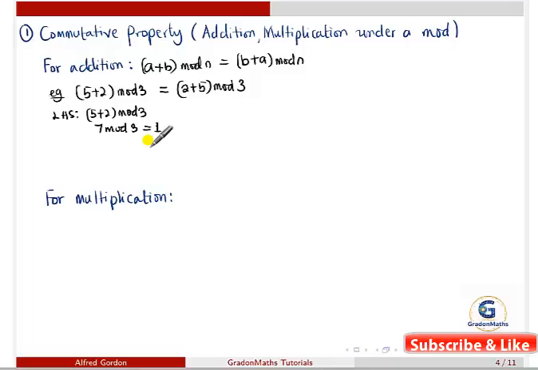Okay, now let's try the right hand side. So for the right hand side, we have (2 + 5) mod 3, and here same, 2 + 5 is 7, 7 mod 3 is equal to 1. So as we can see, the left hand side and the right hand side are the same. So the answer we are getting for the left hand side is equal to the answer we are getting for the right hand side. Therefore we can see that yes, this is very true.